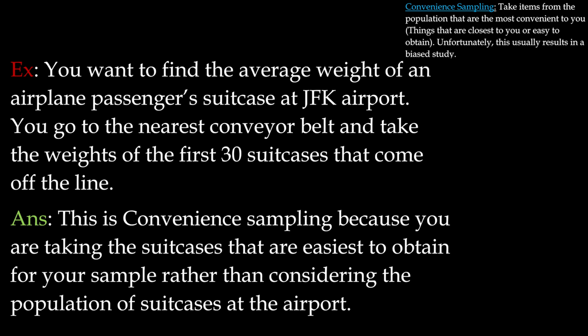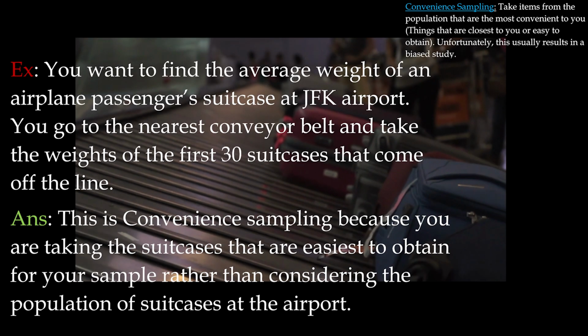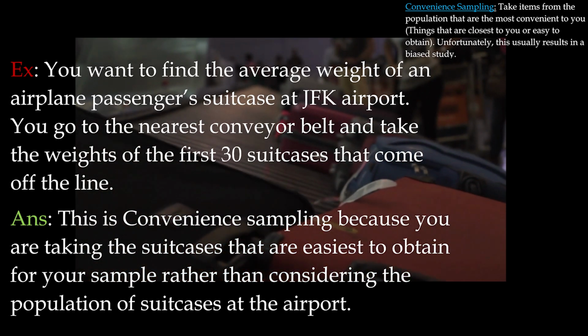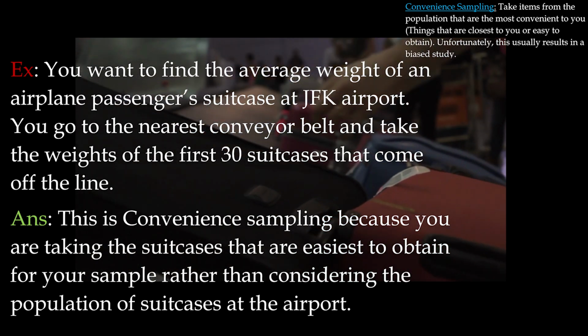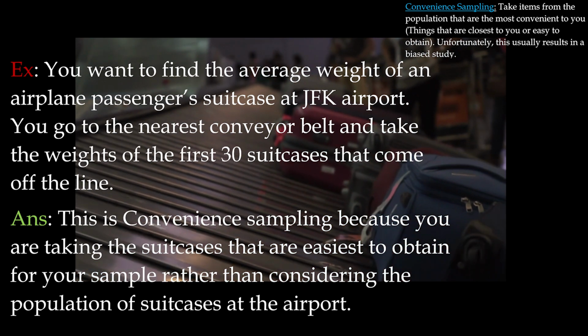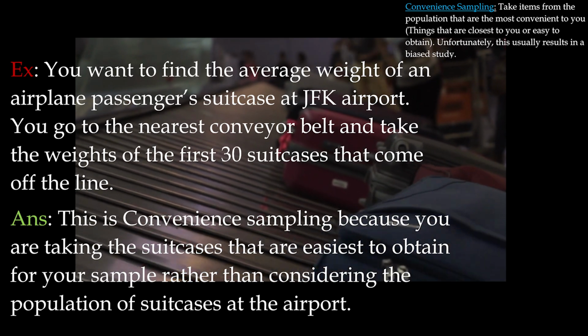This is convenience sampling because you are taking the suitcases which are easiest to obtain because they're the first in line. Instead, what you should do for a good sampling is consider the entire population and randomize that.